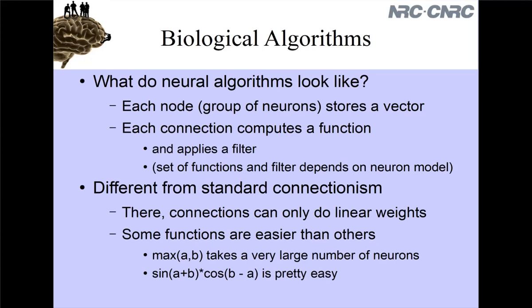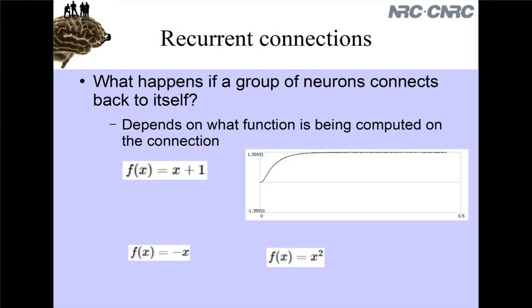So for instance, the function find the maximum of A and B turns out to be a really hard function to approximate. It's not a particularly smooth function. Whereas the function sine(A plus B) times cos(B minus A), it's complicated to write out, but that is going to turn out to be a nice and smooth function. So what's a hard function and what's an easy function is not going to be all that obvious. Okay, and might conflict with our intuitions from normal computer algorithms. All right, so that's kind of cool.